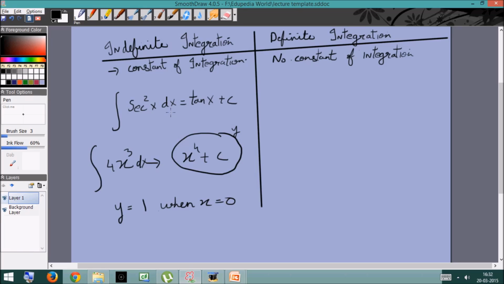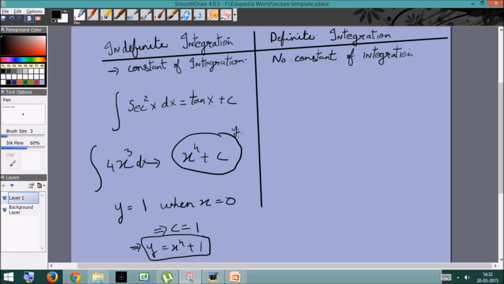So we know the function is x to the power 4 plus c. We'll put x is equal to 0 and y equal to 1. We'll get c is equal to 1. So this means y is equal to x to the power 4 plus 1. So when we integrate something indefinitely, we get a constant of integration, and sometimes we might be given some external conditions which enable us to determine this constant of integration.